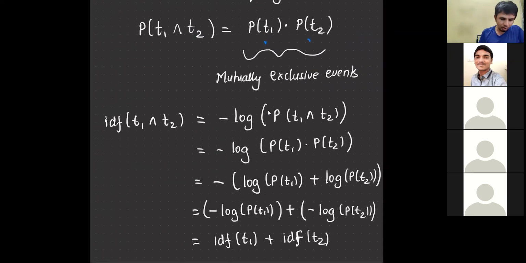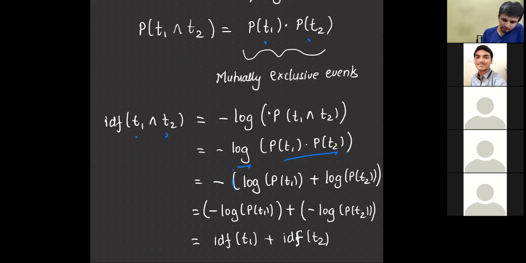बराबर. So now what happens with IDF? Now IDF of T1 and T2 is what we have to solve for, because एक term नहीं है, there are multiple terms. Now when T1 and T2 are mutually exclusive, IDF of T1 is equal to minus log of probability of T1. So for T1 and T2 क्या होगा? Minus log of probability of T1 and T2, which is nothing but the multiplication of T1 and T2, minus log.